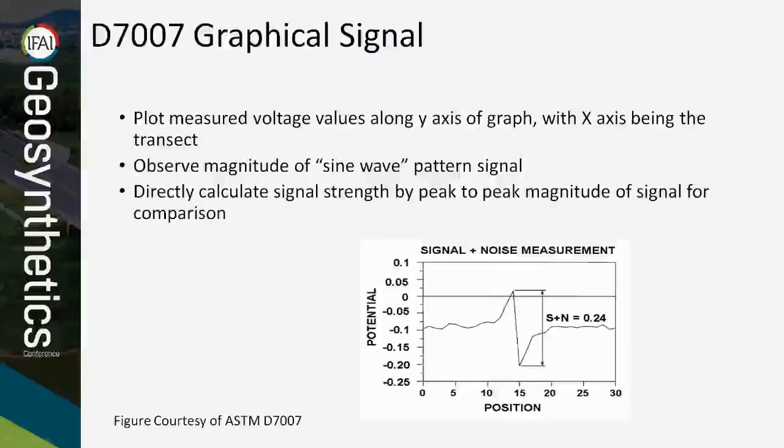D7007 uses a graphical data analysis where you plot the values of voltage on the y-axis with the x-axis being your survey transect. So you can observe the sine wave pattern of the signal, and you can measure peak to peak, negative peak and positive peak, the amplitude of that signal.